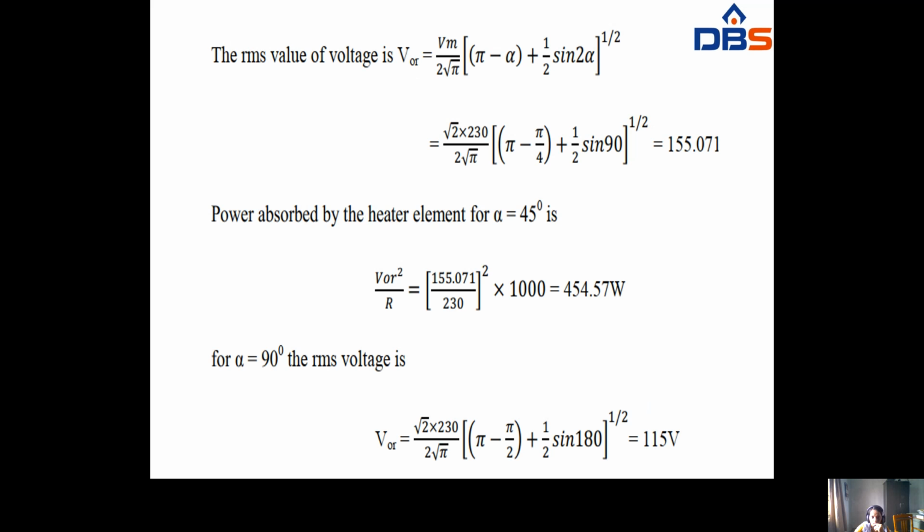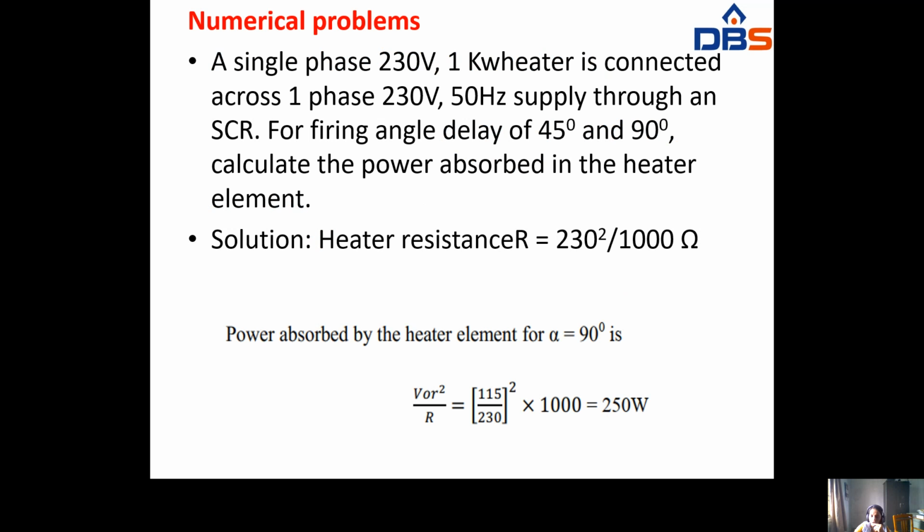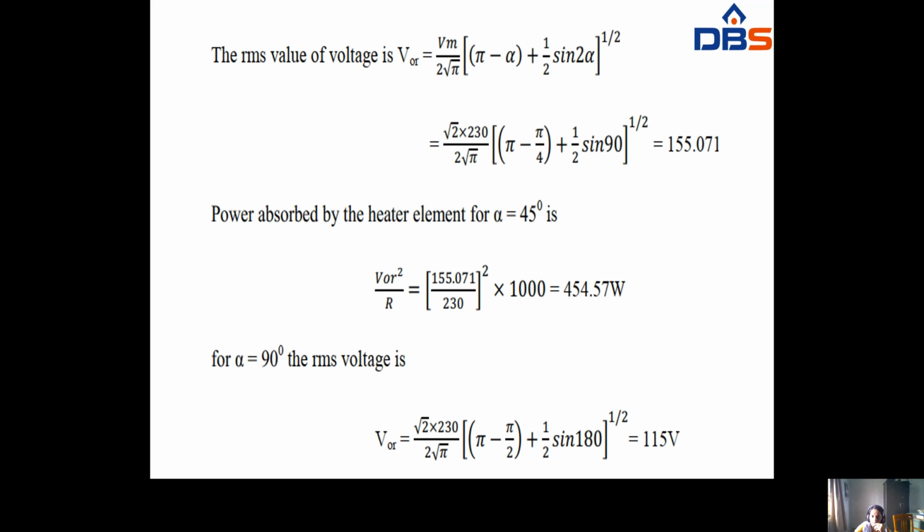Next, the RMS value of voltage V naught R equal to Vm by 2 root 2 pi, into pi minus alpha plus 1 by 2 sine 2 alpha, whole power 1 by 2. For single phase half wave we take this RMS value, so we have to substitute these values. Then the RMS value will be 155.071.